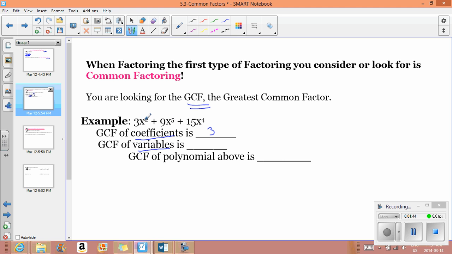This one has 2 x's to give. So if we're trying to take 4, this doesn't have enough x's to give. So 4 is too many. X squared, though, we could take 2 from this one, 2 from this one, and 2 from this one. So x squared is the greatest common factor for the variables. So the greatest common factor in total is 3x squared for this polynomial.